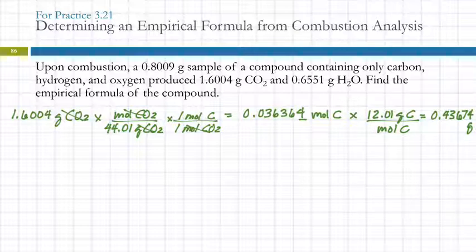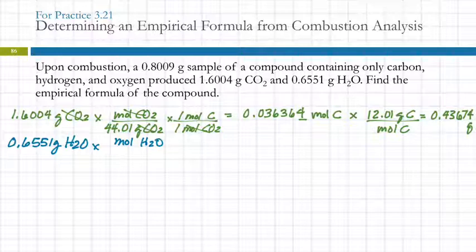Now we'll take the water, 0.6551 grams of water. We're going to get the amount of hydrogen from this. So we're going to convert to moles of water using the molar mass of water. And then we're going to convert to moles of hydrogen.